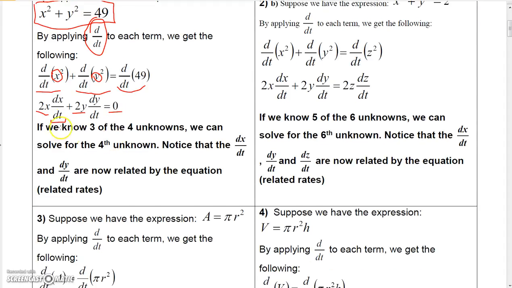Basically, if you'll notice here, counting the x, the y, the dx over dt, and the dy over dt, there are 4 variables. So if we knew 3 of the 4 variables, we could solve for the 4th. Notice what this does is tell me how the rate dx over dt is related to the rate dy over dt. Thus, related rates. That's where it gets its name.